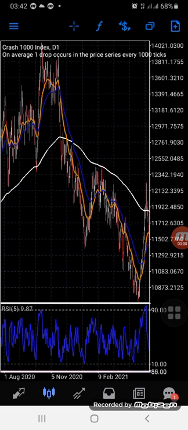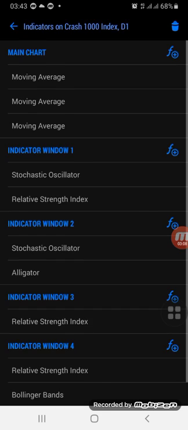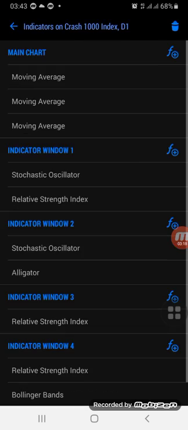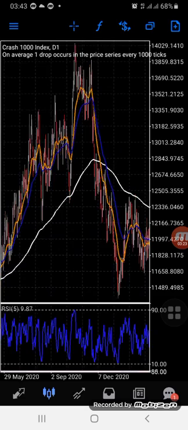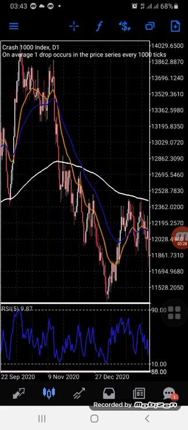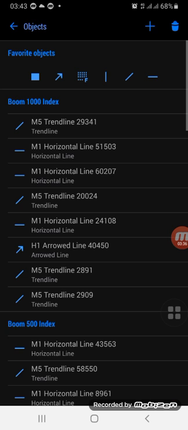All right, the white one there is just 200 moving average, and I see it's playing a good role there. So if you like, you can put also that one, which is period 200, shift is 0, method is exponential, apply to close. I choose white. You can choose any color of your choice, but that is not among the two we are talking about. We are only more focused on the gold and the blue, which is the 18 and the 40. Okay, so let us see how you are going to take the trade from that region.